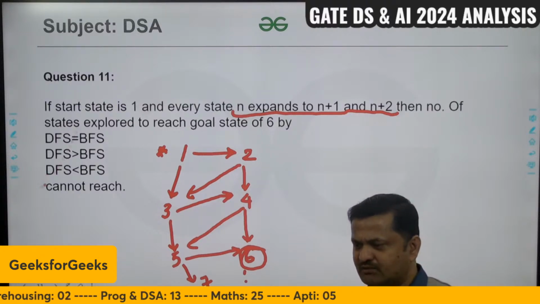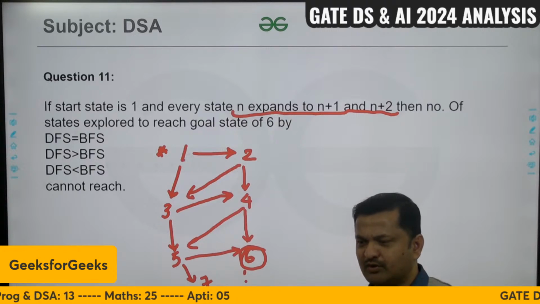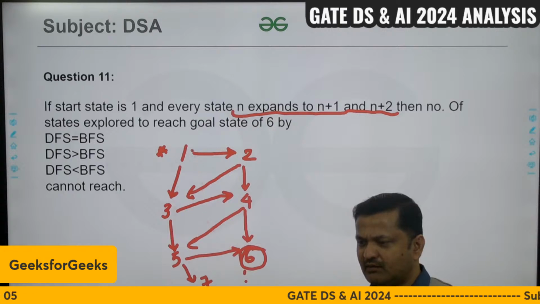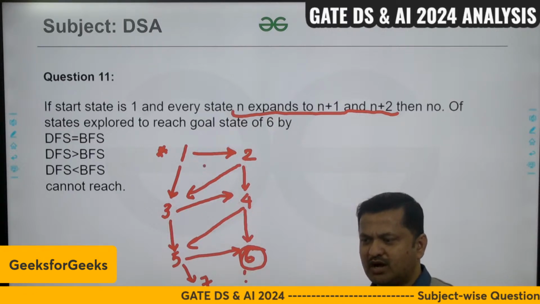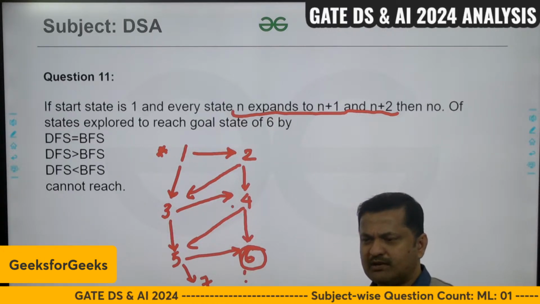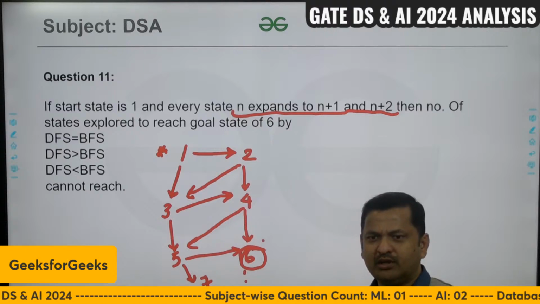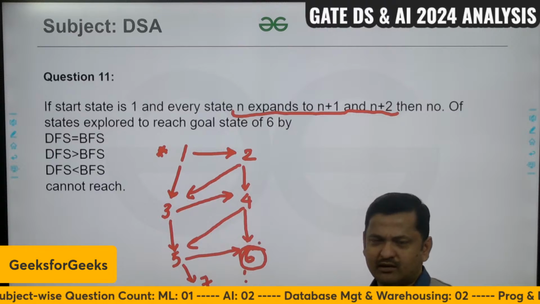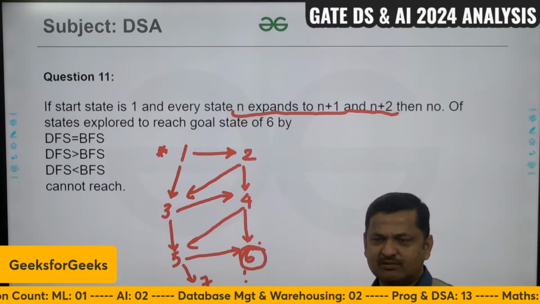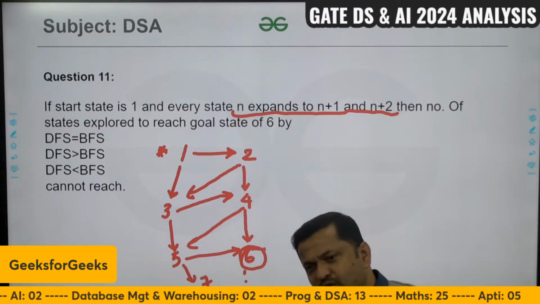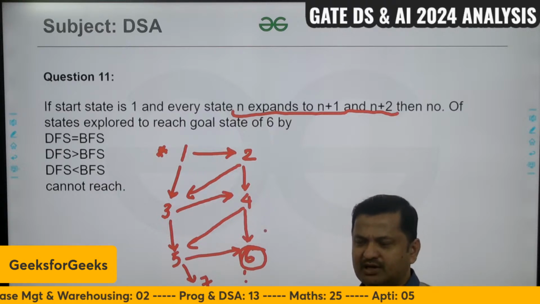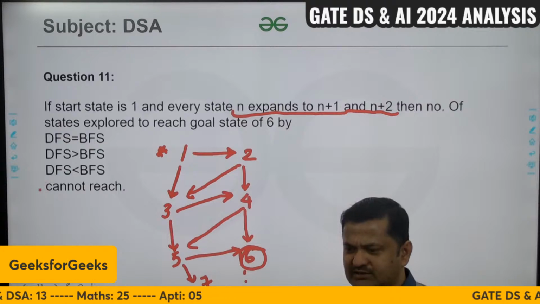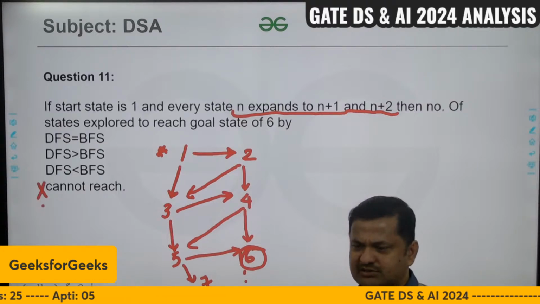Can't reach is not a possibility, because if we start exploring from 1, we can follow the path 1, 3, 5, 6, or 1, 2, 4, 6, or 1, 3, 4, 6. So there are many possibilities to visit this particular node. It is possible that both are equal, or there is some relation of lesser or greater. But we can't say that we cannot reach node number 6. So option D is the wrong option.